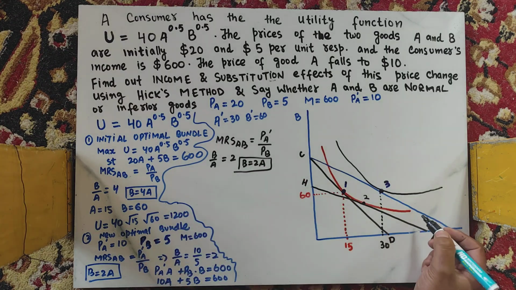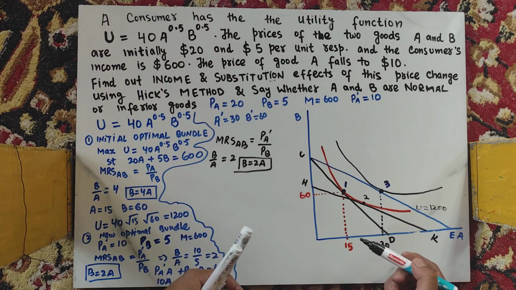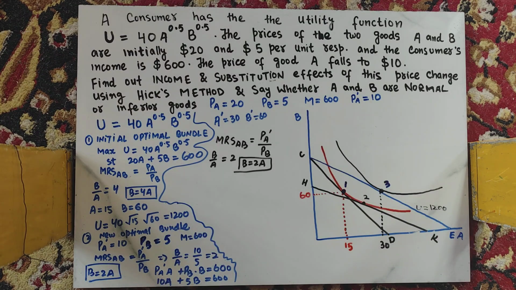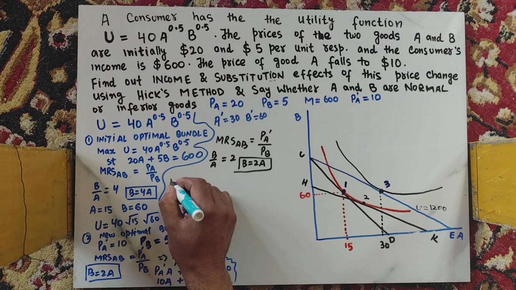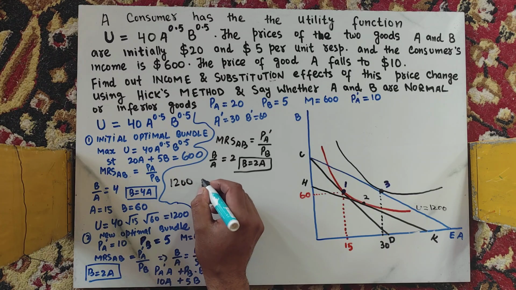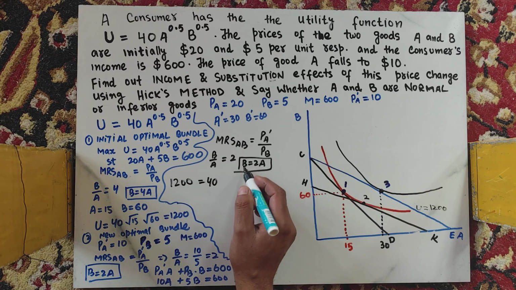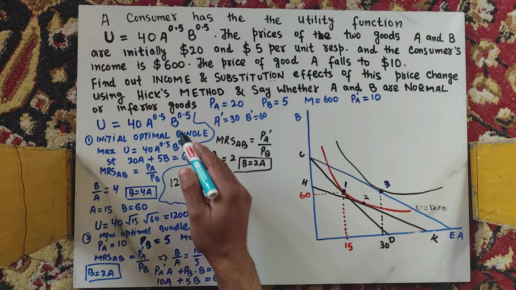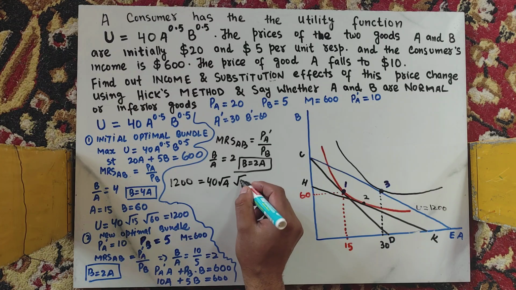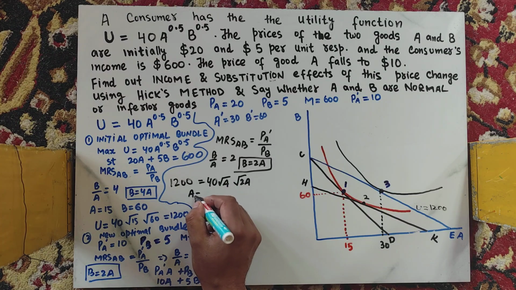Now since we want to hold utility constant at 1200, we need to find out the new bundle at a utility level of 1200. So what will we do? In place of utility we write 1200, which should be equal to 40 times under root A times B raised to the power, and B is 2A. When we solve this, I don't have the space, we will get A equal to 21.21.